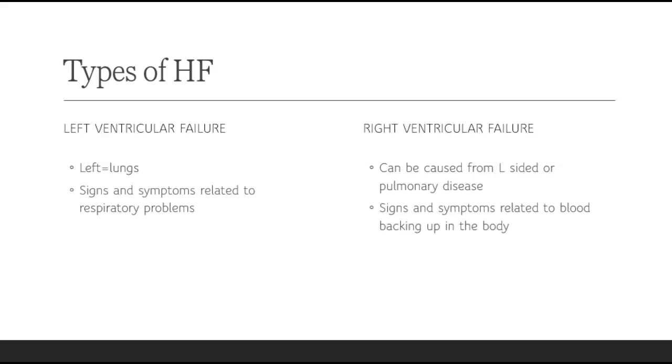So the blood is going to back up from the right ventricle into the right atrium, then through the superior and inferior vena cava. So that's going to congest the organs. It might seep into the abdominal cavity, causing ascites. And then finally it can back up into the tissues, leading to edema. So your signs and symptoms for right-sided are going to relate more to when it backs up in the body.